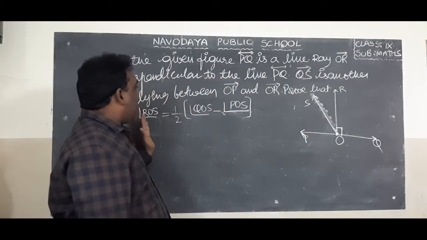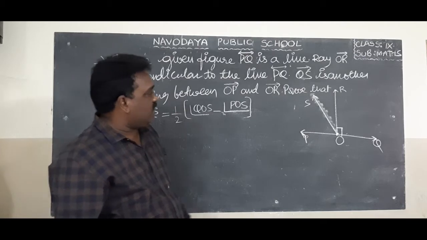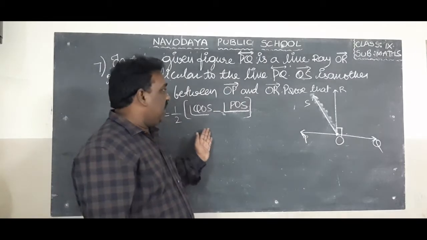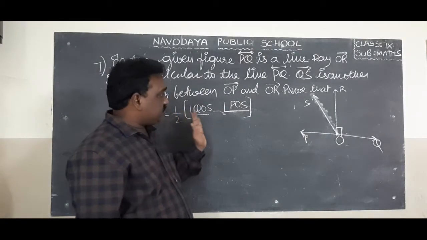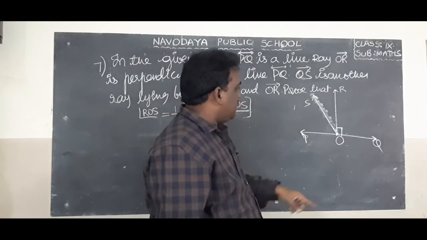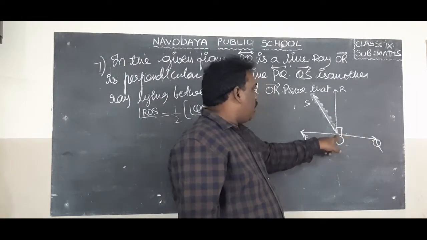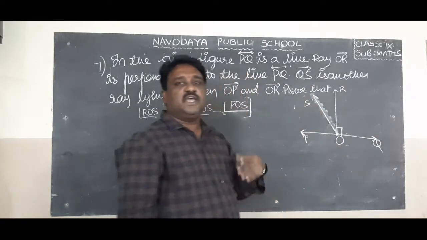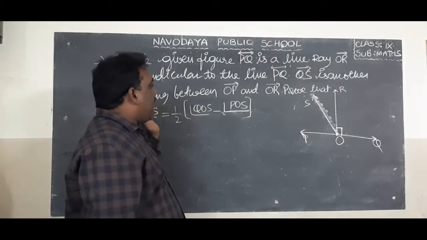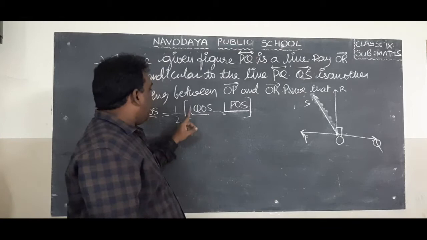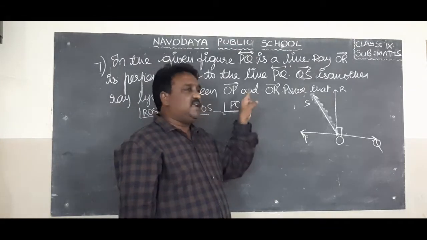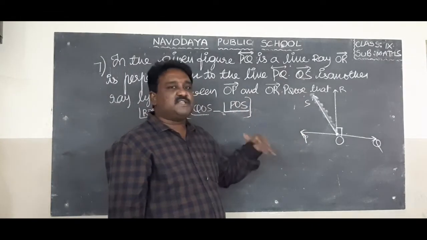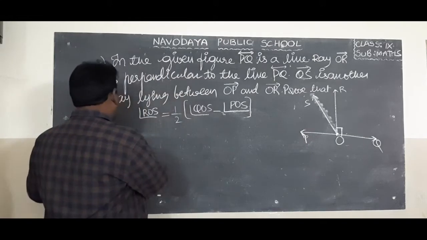Then what to prove? Angle ROS. Where is angle ROS? This is angle ROS, the middle angle. Angle ROS equals half of angle QOS, which is an obtuse angle, minus angle POS, which is an acute angle. Angle ROS is an acute angle. Half angle QOS is an obtuse angle, more than 90. Angle POS is an acute angle. Okay? So write what is given first.